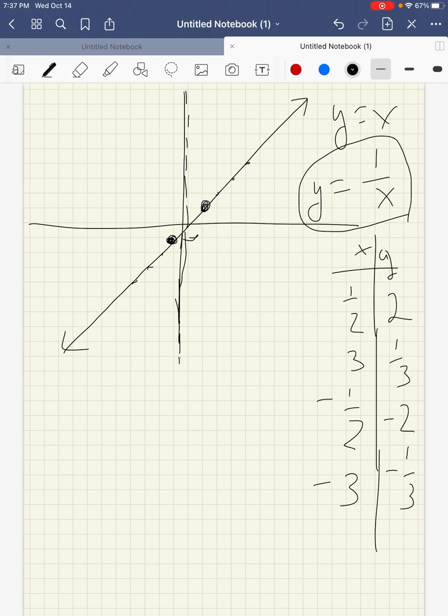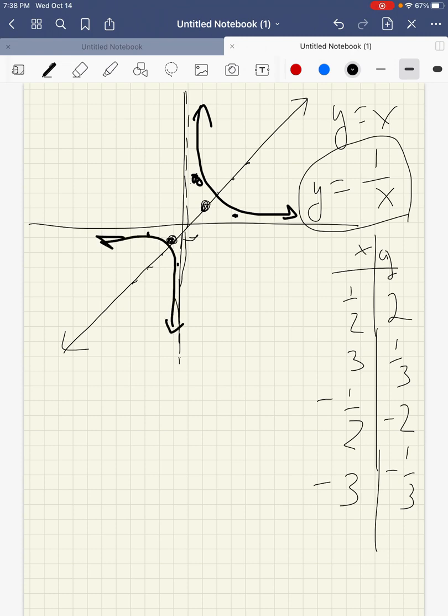All right, so we graph those points: over 1/2 up to 2, over 3, up 1/3, -1/2, -2, so down here, and -3, -1/3, so like right here. So the graph looks like this, and like this.